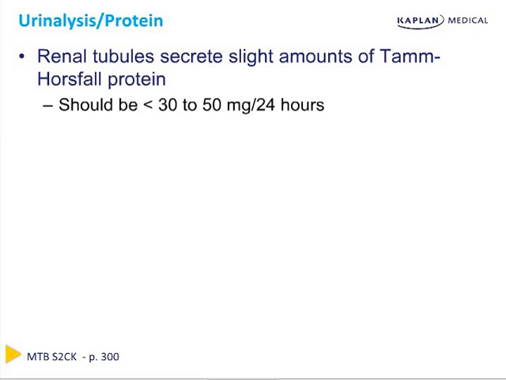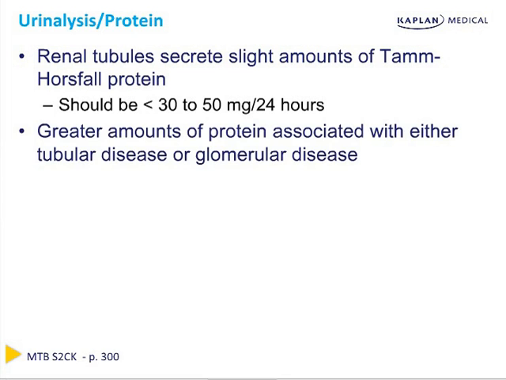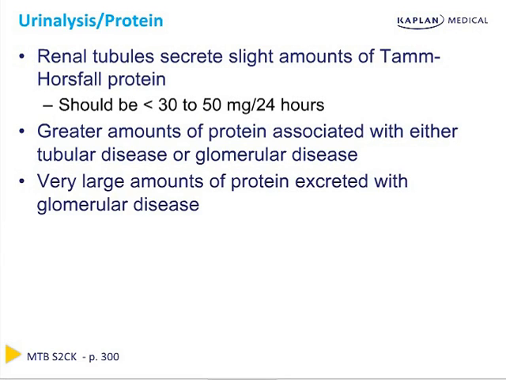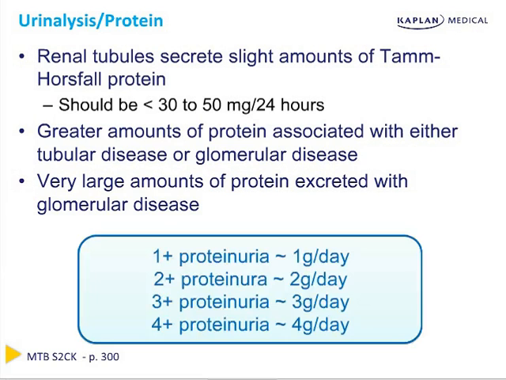However, you should remember that normal kidneys never secrete more than 30 to 50 milligrams per 24 hours. In the case of tubular damage, more protein than normal can be lost in the urine. However, if you see massive proteinuria, which is typically somewhere in the range of 3 to 4+ on dipstick, that's only found when the glomeruli themselves are damaged.